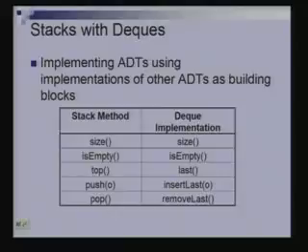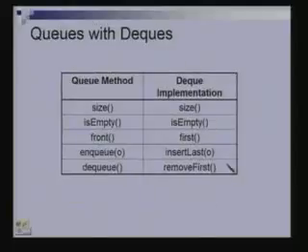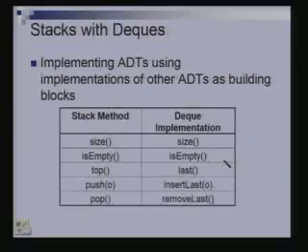Now, a double-ended queue is a fairly generic data type. It can be used to implement other data types also, right? So suppose you had an implementation of a double-ended queue, you can use that to make a stack or make a queue, and we see how. So I have an implementation of a double-ended queue. I can use the methods of this implementation to implement a stack, right?